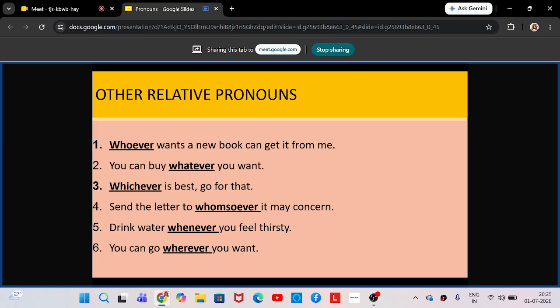Okay, and then Sairam, you can read the next one. Fifth one. Drink water whenever you feel thirsty. So whenever we feel thirsty, we have to drink water. And that is how our brain gives us an indication that our body needs water, right? And Mahendra can read the last one.